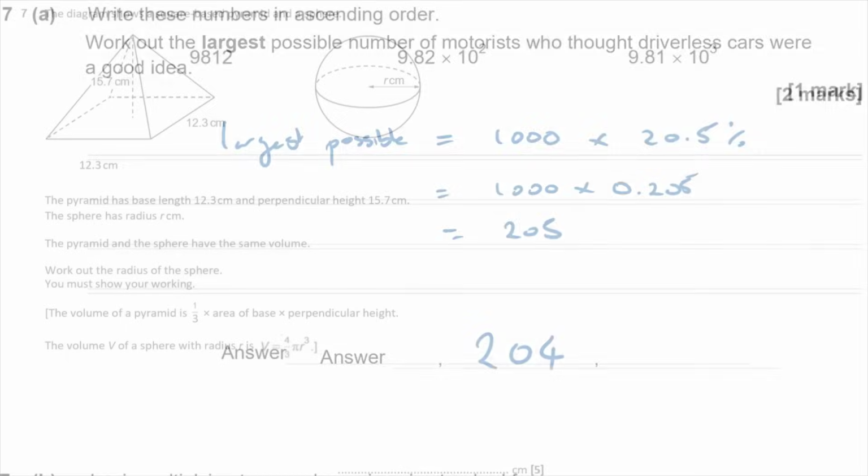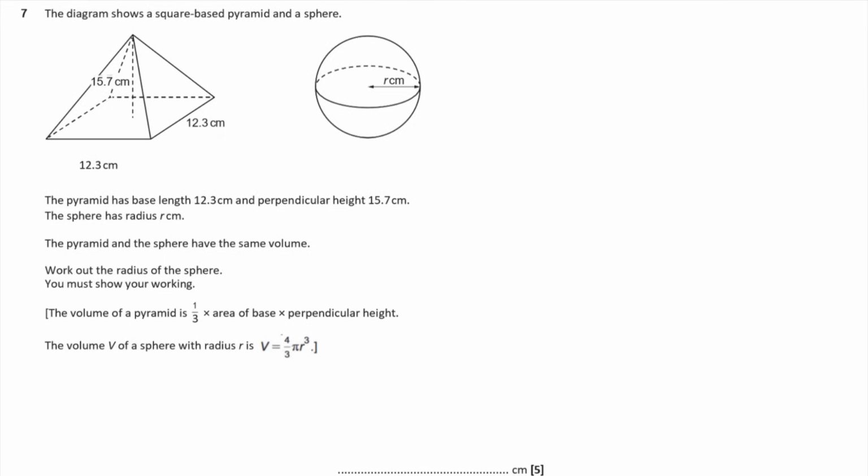And the diagram shows a square-based pyramid and a sphere. The pyramid has a base length of 12.3 centimeters and a perpendicular height of 15.7 centimeters, and the sphere has a radius r. The pyramid and the sphere have the same volume. Work out the radius of the sphere. You must show your working. Okay, we've been given the formula for pyramids and spheres, which is handy, so we don't have to remember them.